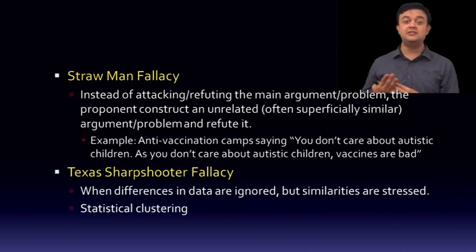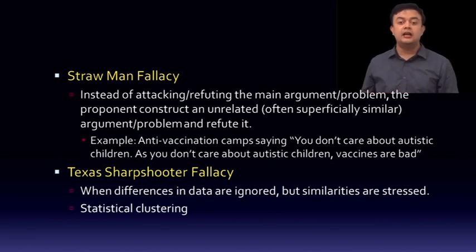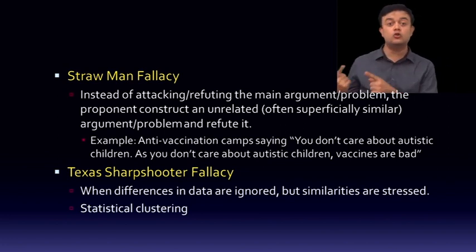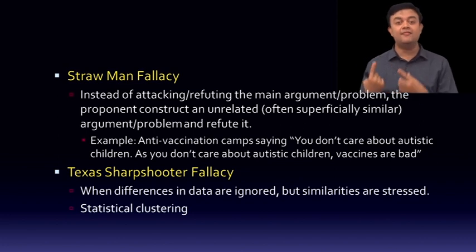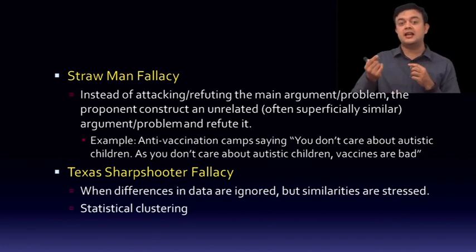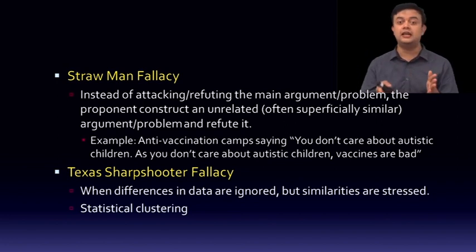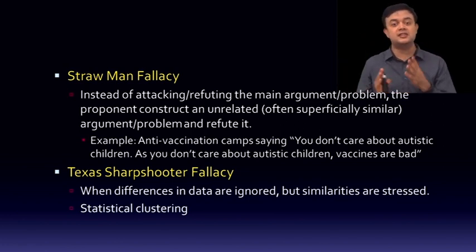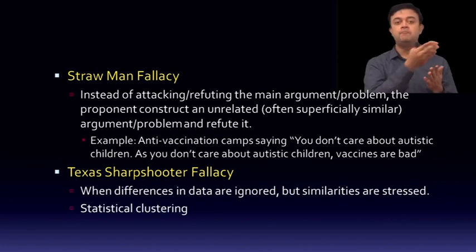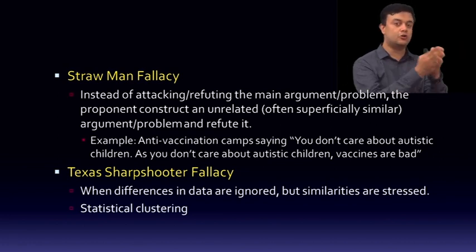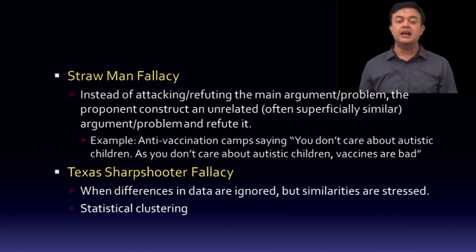One example will be anti-vaccination camps that say, you don't care about autistic children. As you don't care about autistic children, vaccines are bad. So you're saying that the vaccine group does not care about autistic children and therefore they are bad. So there is an implicit assumption that the vaccine causes autism, which is totally wrong. It is a totally disproven attribute. So they take that particular assumption, then they attack that straw man. That is why you are wrong, because vaccines cause autism, right?